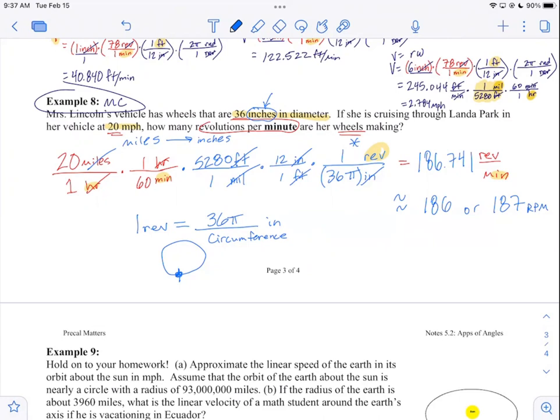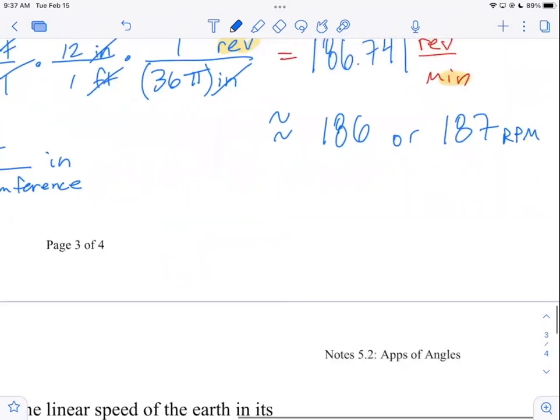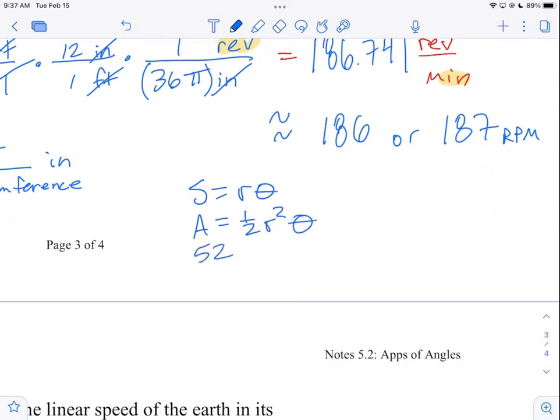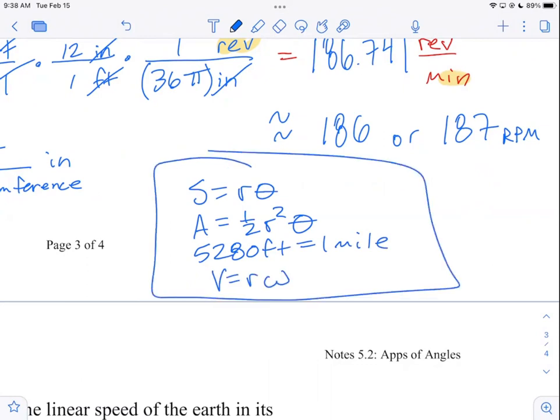So there's 3 minutes left. Work the test from 2014 tonight. You don't have to turn in 5.2. Here's what you have to know for tomorrow. You have to know S equals R theta. You have to know the area is 1/2 R squared theta. You have to know that 5280 feet are in 1 mile. And now you have to know V equals R omega. All right. I'm not going to give any of those to you.